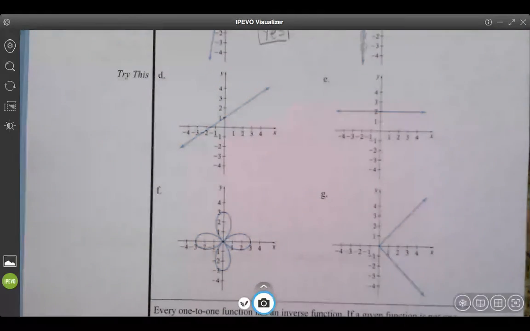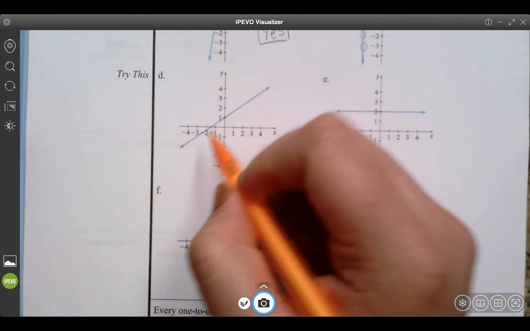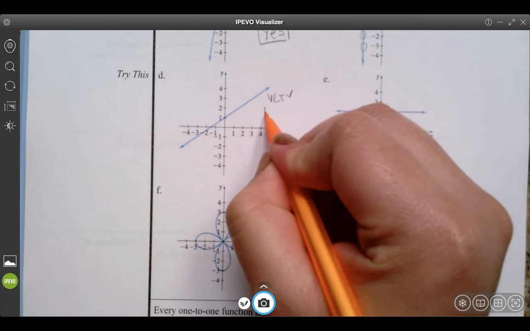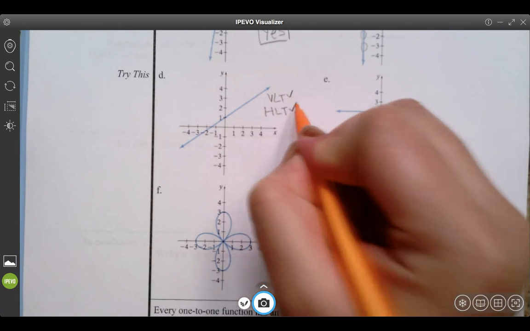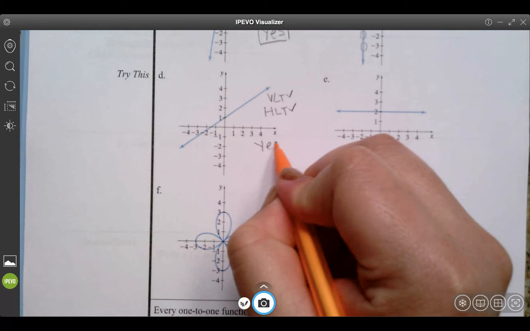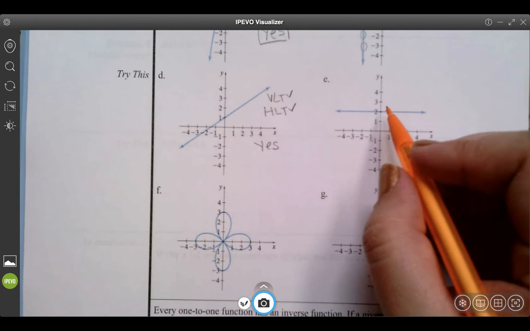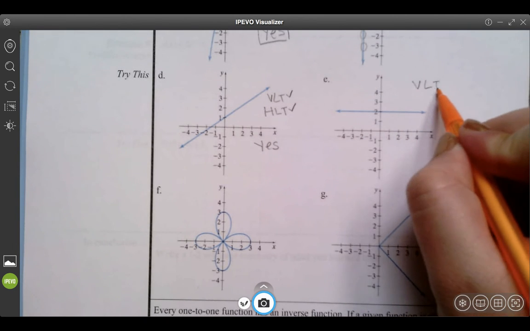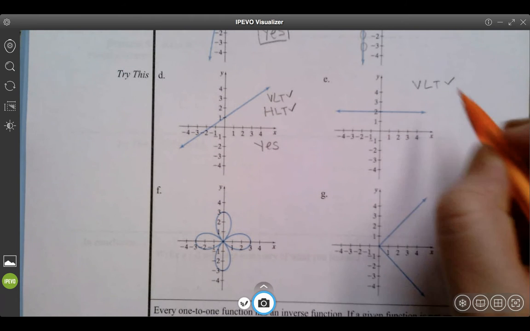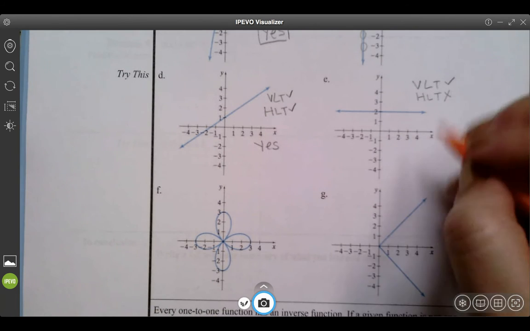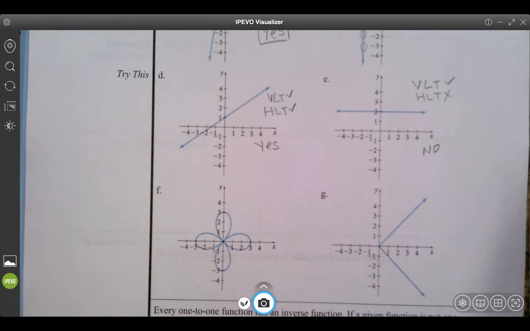So part D, does it pass the vertical line test? Yes. Does it pass the horizontal line test? Yes. So yes, this is one-to-one. E, does it pass the vertical line test? Yes. Does it pass the horizontal line test? No. Therefore, no, this function is not one-to-one.